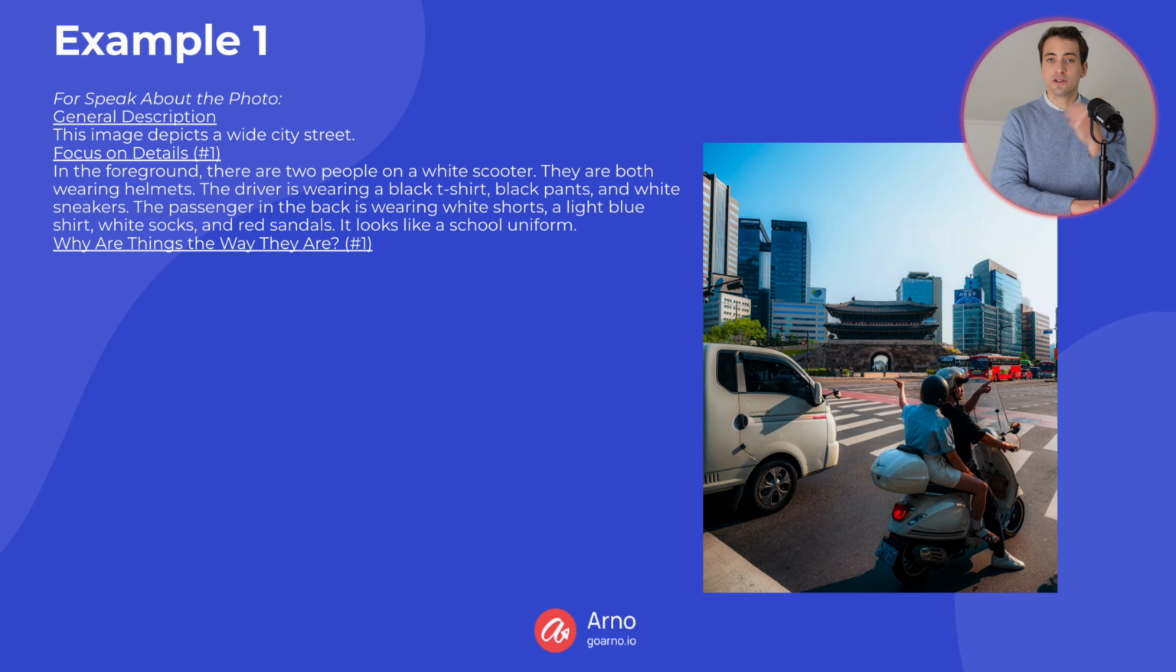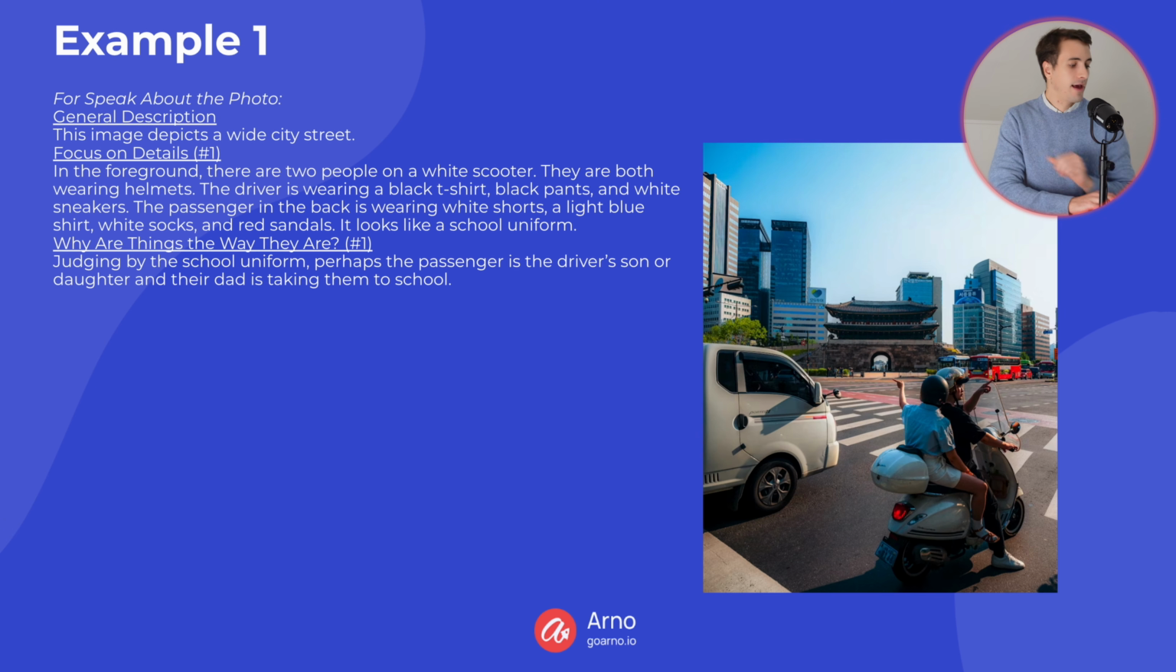Then I'm going to speculate about that part of the image. And I'm going to say, judging by the school uniform, perhaps the passenger is the driver's son or daughter, and their dad is taking them to school. Then I'm going to focus on a different part of the image and describe it in detail.